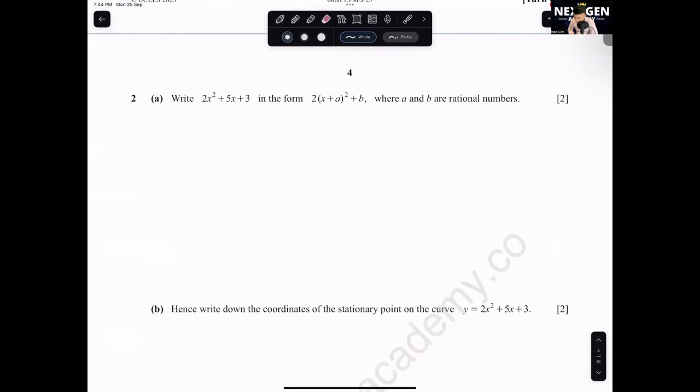Let's go. 2a. Write 2x squared plus 5x plus 3 in the form 2 bracket x plus a squared plus b. We need to know that this is a completing the square form, since there is something squared. How do we do completing the square?